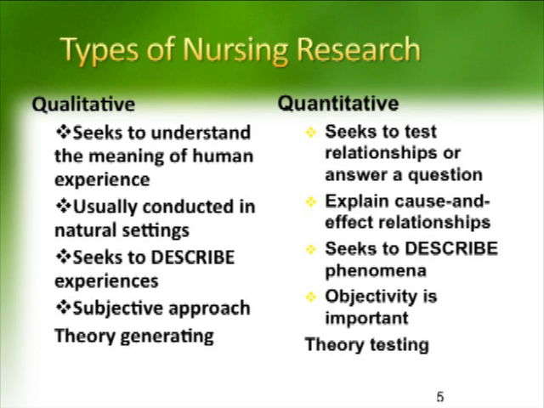Quantitative research, on the other hand, seeks to test relationships or answer a question, such as my question before was, what is the best yellow gown to take care of patients with MRSA? It explains cause and effect relationships and seeks to describe and predict phenomena. Objectivity is very important in this type of research, and it is used generally to test theory.